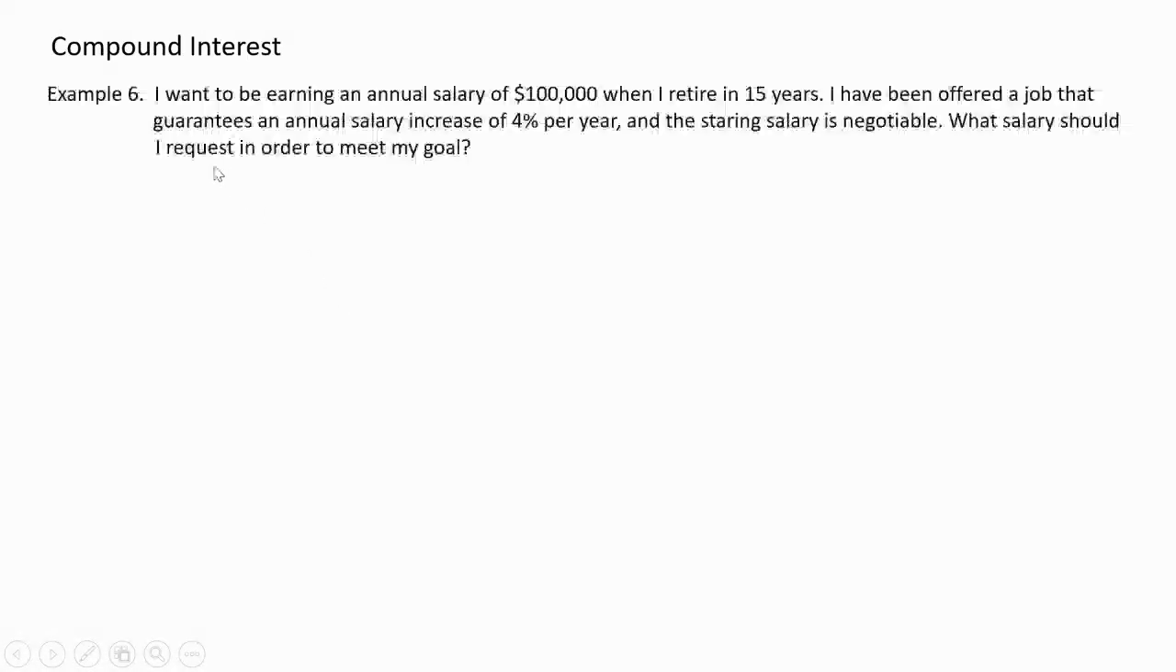Okay, now compound interest continues. It says here, I want to be earning an annual salary of $100,000 when I retire in 15 years. I have been offered a job that guarantees an annual salary increase of 4% per year, and the starting salary is negotiable. What salary should I request in order to meet my goal?